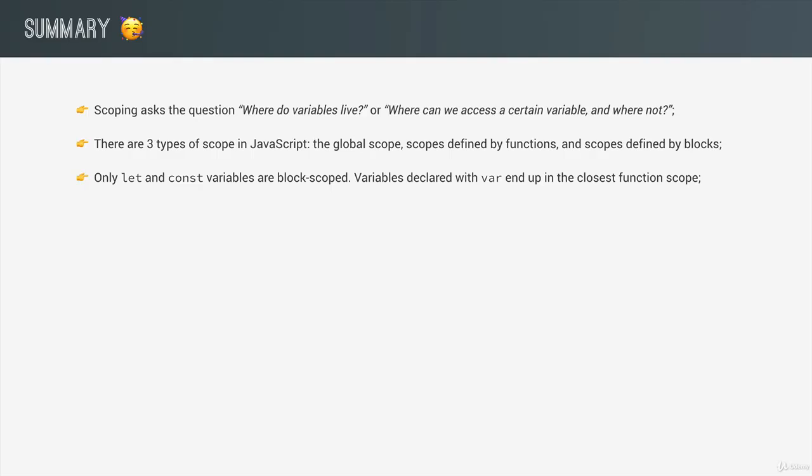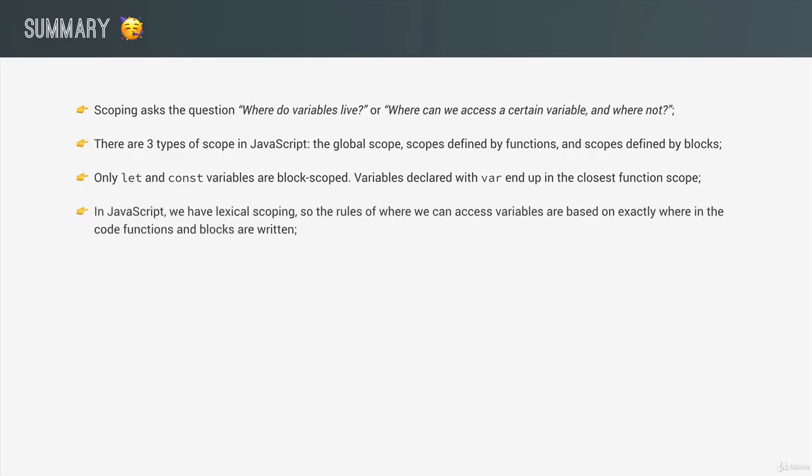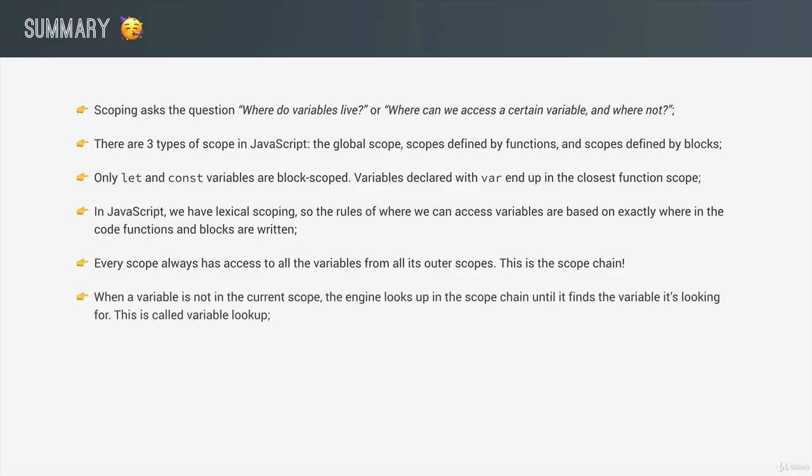Next, in JavaScript, we have lexical scoping, which means that the rules of where we can access variables are based on where in the code functions and blocks are written. And now, let the magic begin, because every scope always has access to all the variables from all its outer scopes. And this is what we call the scope chain. When a certain variable is not in the current scope, the engine looks up in the scope chain until it finds the variable that it's looking for. And this process is called variable lookup.